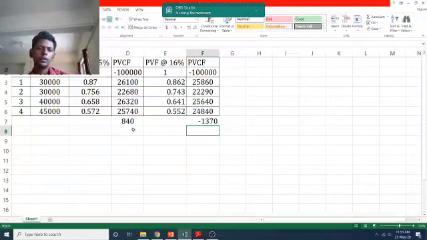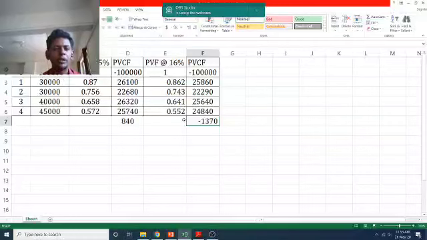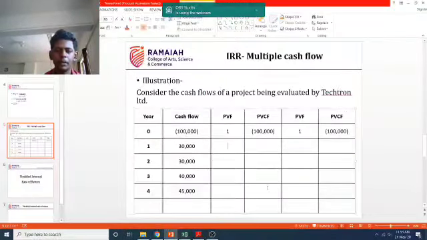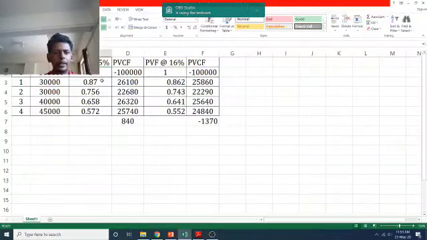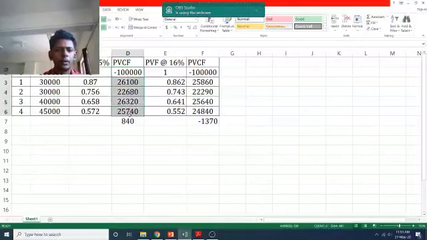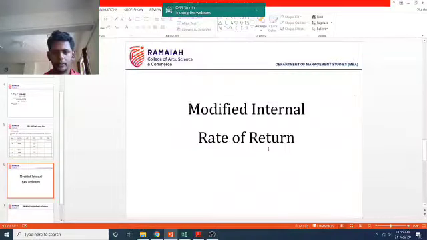If you observe here, at 15% we are arriving at a positive NPV, and at 16% we are arriving at a negative NPV. Which means that the 0 NPV lies somewhere between 15% and 16%. We'll test it using our formula, right? So I'll copy paste.